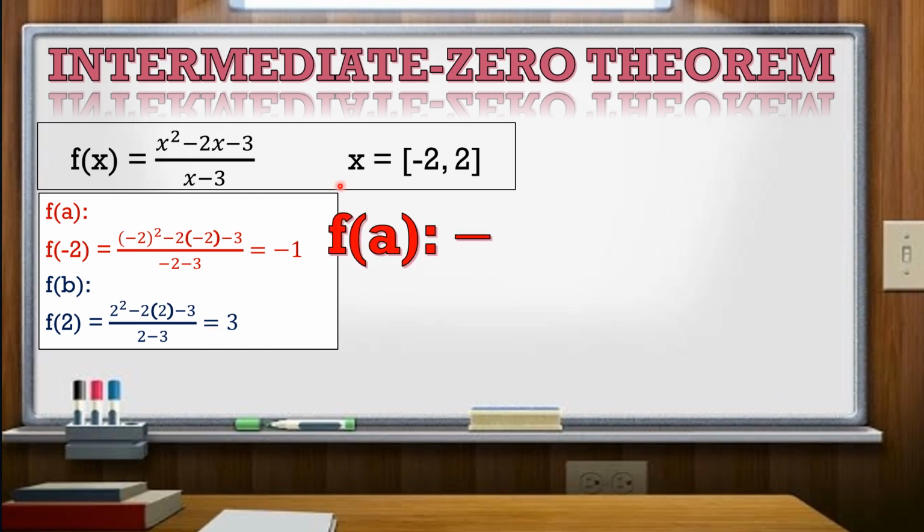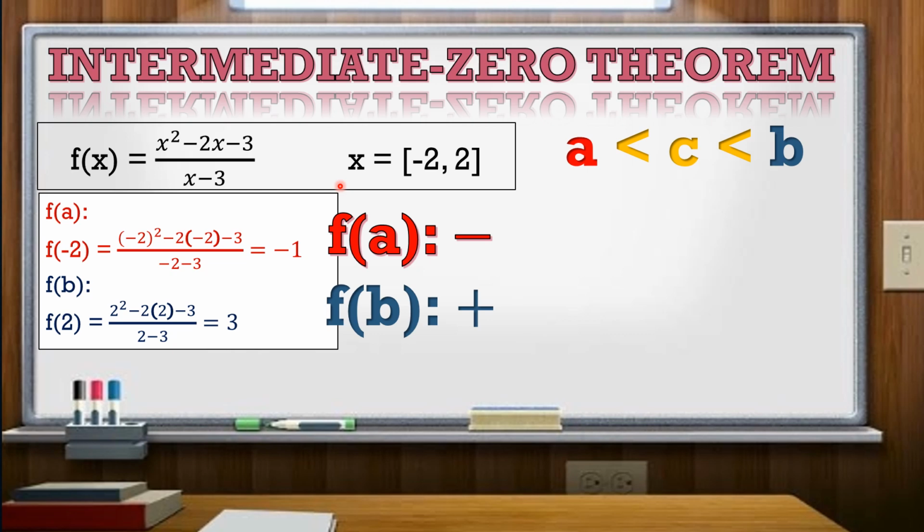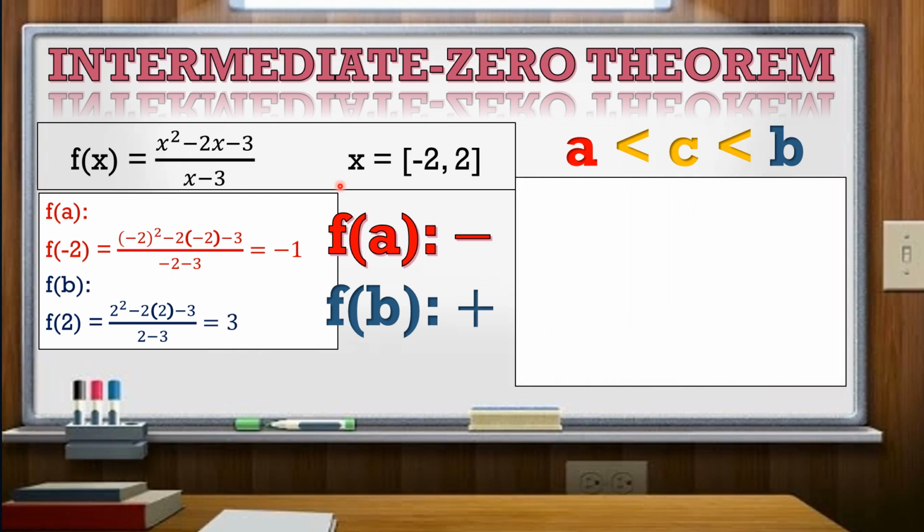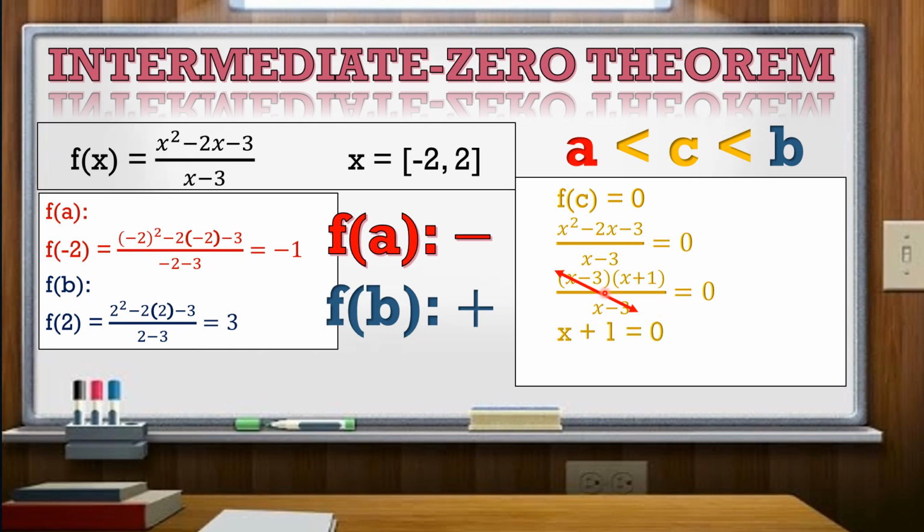Since magkabaliktaran yung signs ng f of a and f of b, there is an existence of 0 in your function between your interval. So, para makuha yung 0 ng ating interval, we will equate again your expression to 0. Maging ganito siya. And then, yung gagawin natin is to factor the numerator. That is, ito. Then, cancellation. May iwan si x plus 1 is equal to 0. Transpose to get a value of your x, and that is negative 1.